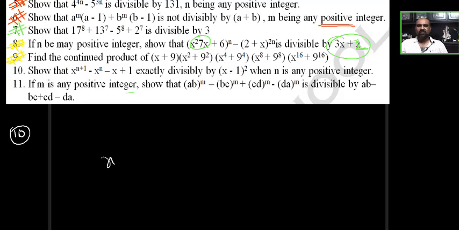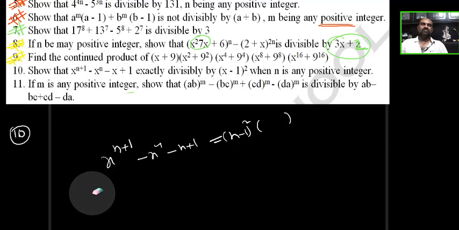So what should we prove now? We need to make a plan first of all. x^(n+1) - x^n - x + 1 should be equal to (x - 1)^2 into some polynomial. Then I can say that it is divisible by (x - 1)^2. That is my plan.